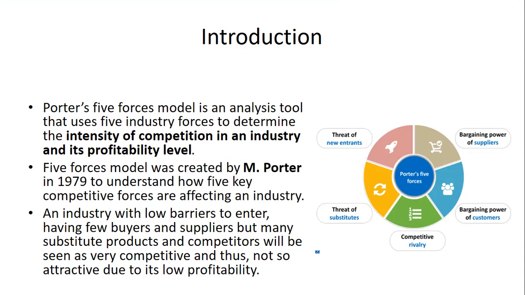For example, it talks about the bargaining power of suppliers. It talks about the bargaining power of the customers. It talks about the rivalry. It talks about the threat of substitutes, and the threat of new entrants. Okay. So this is basically what is involved.